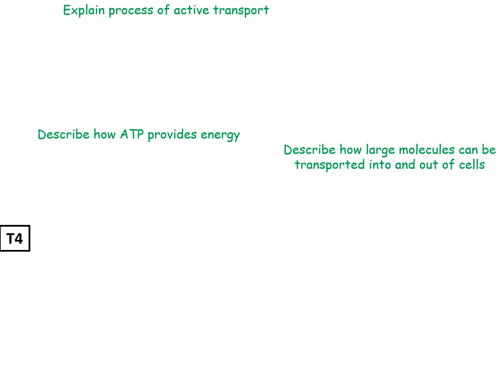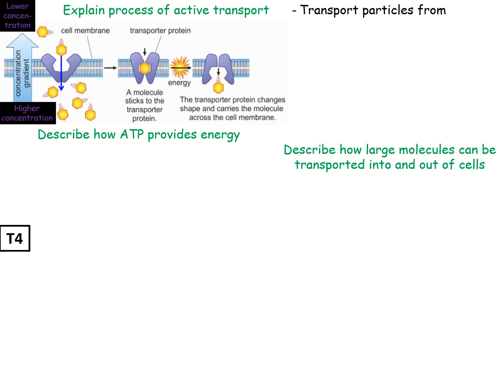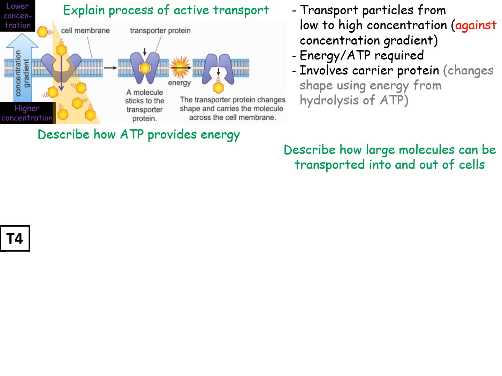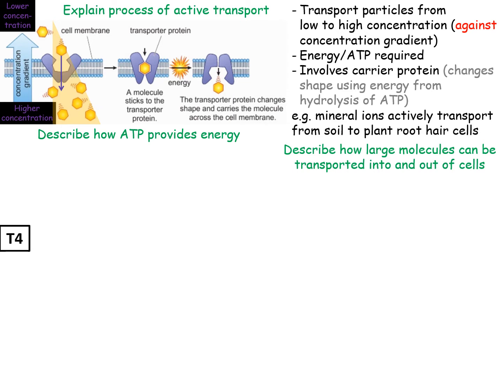Explain the process of active transport. Active transport is the transport of particles from a low to high concentration, against the concentration gradient. This requires energy in the form of ATP, and it also involves carrier proteins, which change shape using energy from the hydrolysis of ATP. An example of this is mineral ions that are actively transported from the soil to plant root hair cells.